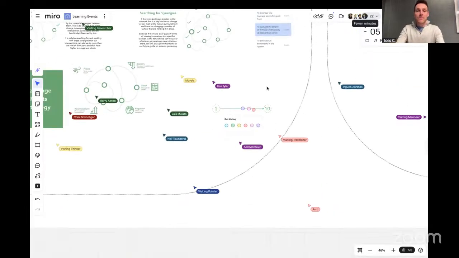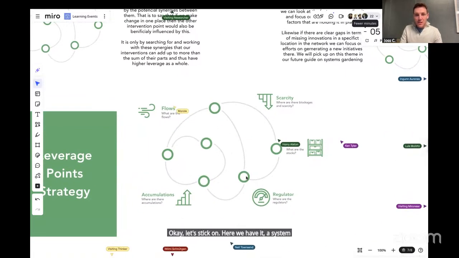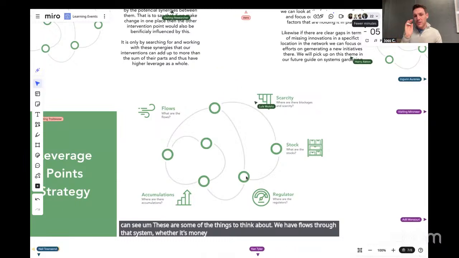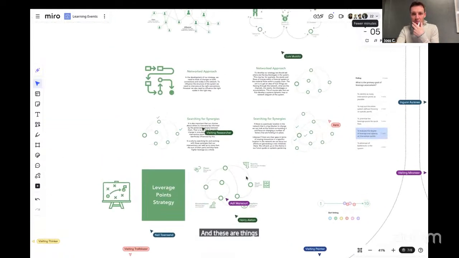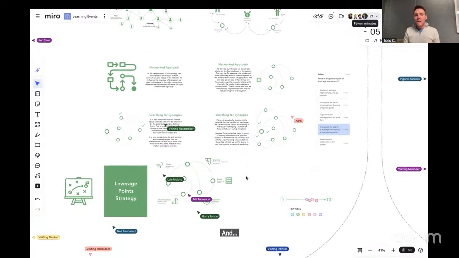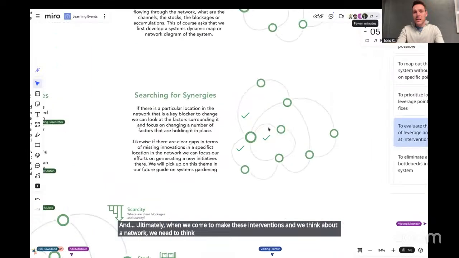Okay, let's keep going. So here we have a system and its dynamics, right? And we can see these are some of the things to think about. We have flows through that system, whether it's money, goods, migration, information or whatever. And there will be accumulations in certain places, scarcity in others, stocks. There'll be regulators of that flow and so forth. And these are things we can consider as we go to intervene. And ultimately, when we come to make these interventions and we think about a network, we need to think about how things are working together.